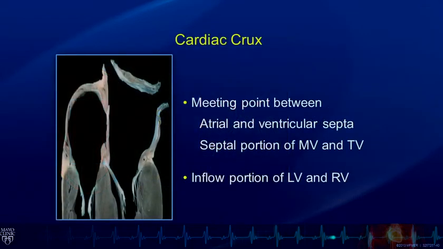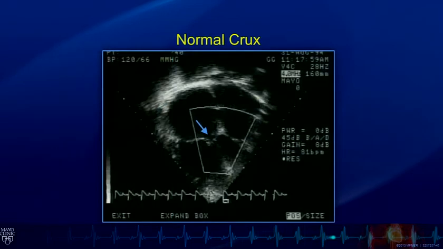which ventricle we're considering. In this pathology image, which is cut in inflow view, we can see again a beautiful example of the offset and apical displacement of the septal tricuspid valve on the left side of the panel, and the higher insertion of the anterior mitral leaflet on the right side of the panel. So again, the cardiac crux is the meeting point between the atrial and ventricular septa and the septal portion of the mitral and tricuspid valve. So that refers to the inflow portion of both the left ventricle and the right ventricle.